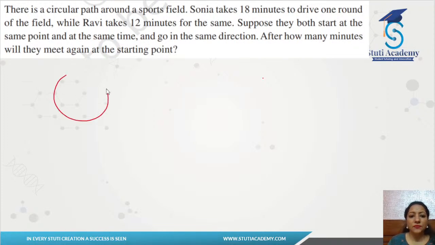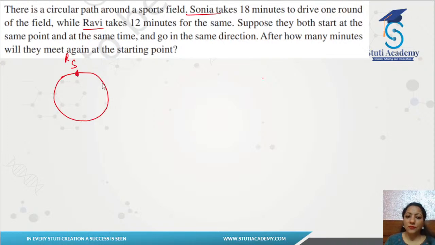So this question means that we have a circular path, and then we have 2 people. We have Sonia and then we have Ravi. Sonia takes 18 minutes to take 1 full round. Let's say that Sonia starts from here and she takes 18 minutes to take 1 full round, and Ravi takes 12 minutes for the same. Now suppose they both start at the same point and at the same time. So if Sonia is starting from here, Ravi will also start from here. So they're both starting from this particular point and they're taking rounds here. So after how many minutes will they meet again at the starting point?